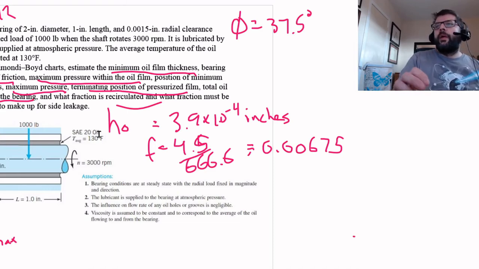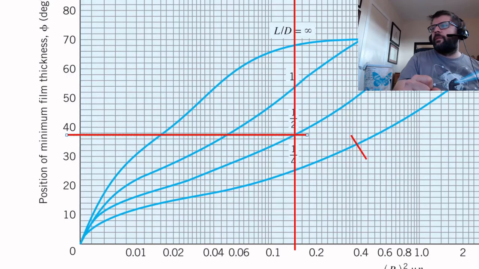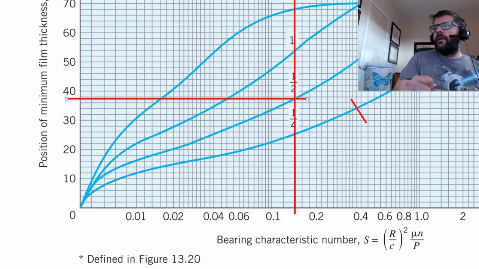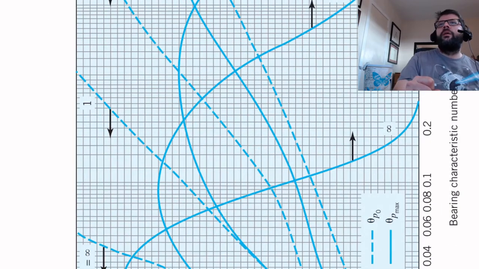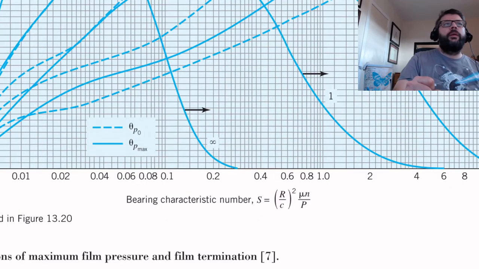Okay, what else? That's the next one. So that's the position of the minimum film thickness. The position of the maximum pressure is our next one. I gotta rotate our chart here. There we go.